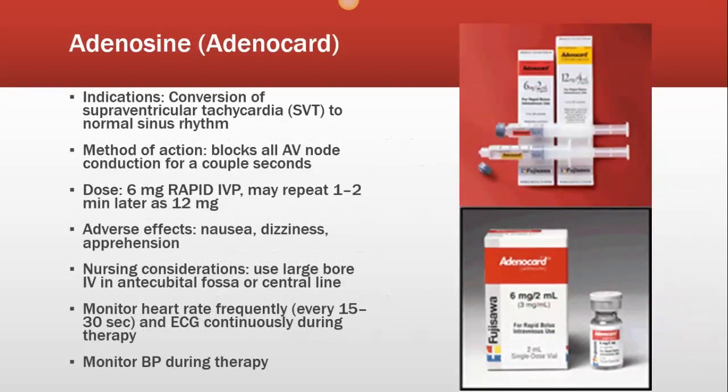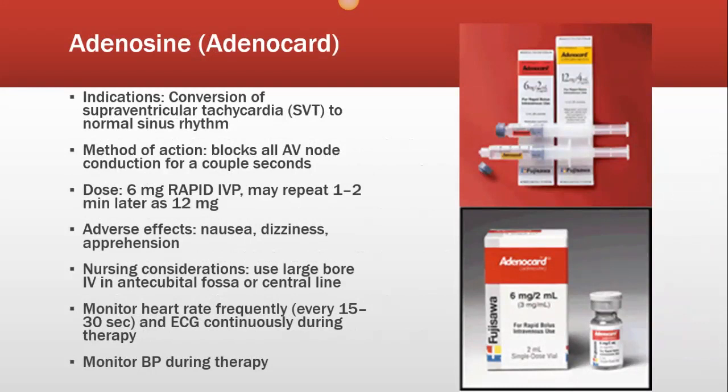Adenosine, everybody likes adenosine. Indications: conversion of supraventricular tachycardia to normal sinus rhythm. Method of action: it blocks all the AV node conduction for a couple of seconds. So generally we give 6 milligrams rapid IV. We may repeat it in 1 to 2 minutes, and then we may give like 12 milligrams if we have to do that. The adverse effects when we're giving this adenosine, since we're basically blocking the heart, are the nausea, the dizziness, and they may be very apprehensive with this.